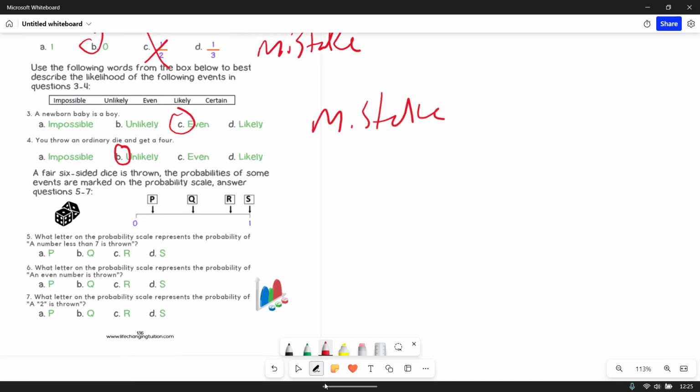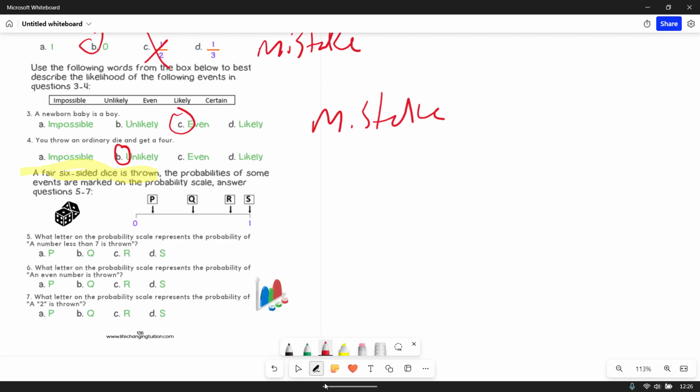Okay, number 5. What's the probability scale representing a number less than 7? When you throw a dice, so probably a scale of 1. It's a fair 6-sided dice. It's only one dice. So dice go from 1 to 6. So the probability of less than 7 is going to be 1. So it's going to be S.